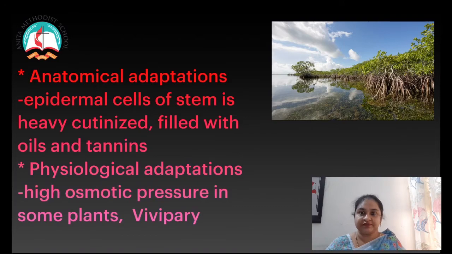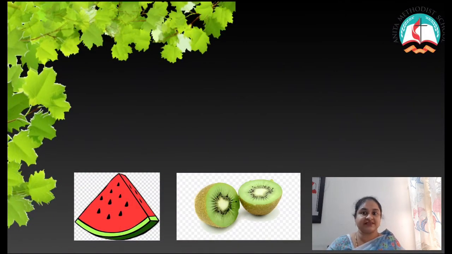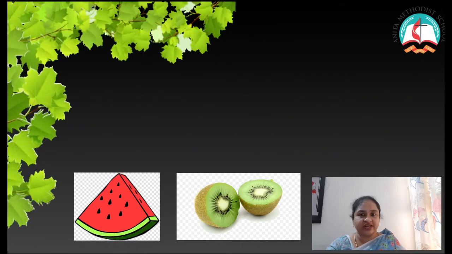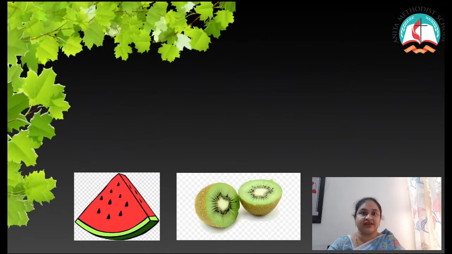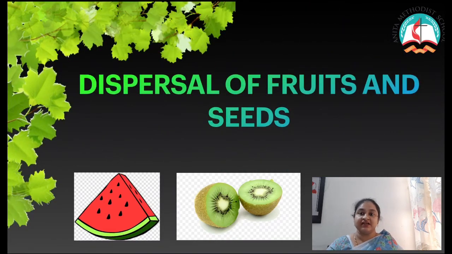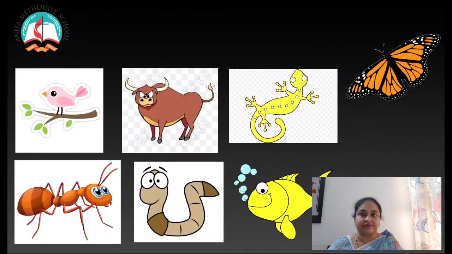Look at the fruits and the seeds. They both possess bright, attractive colors, odor, and shape. Why do they need all this? They need all this because the seeds and the fruits need to be dispersed by birds, mammals, reptiles, ants, fish, and even earthworms.